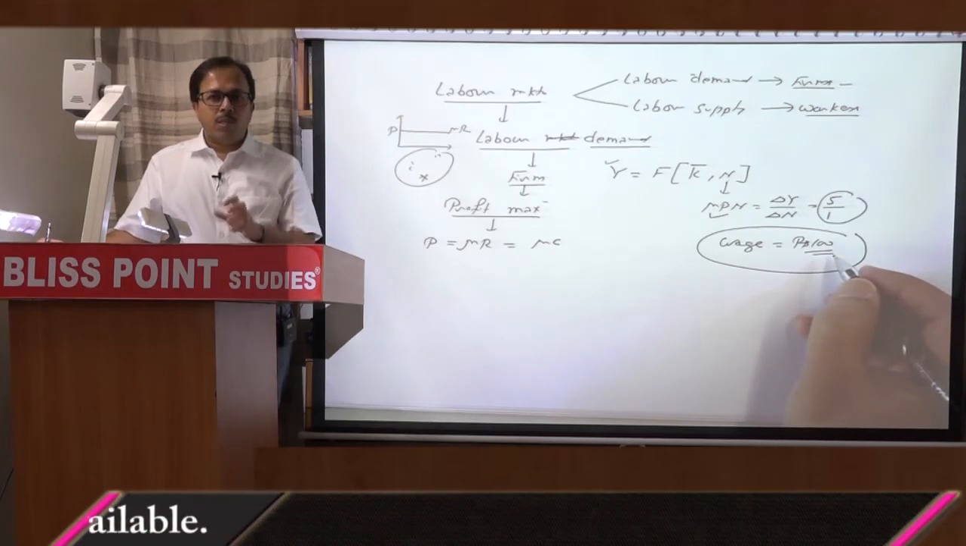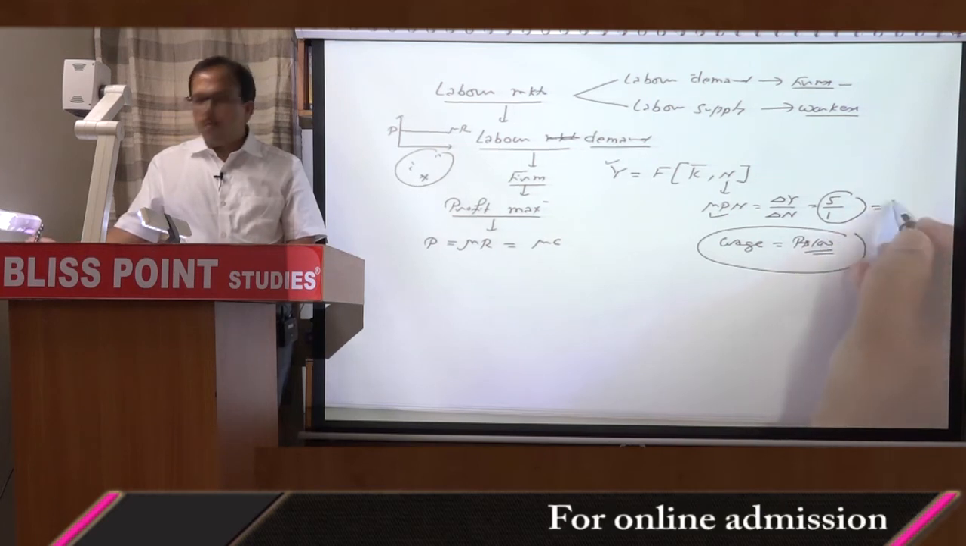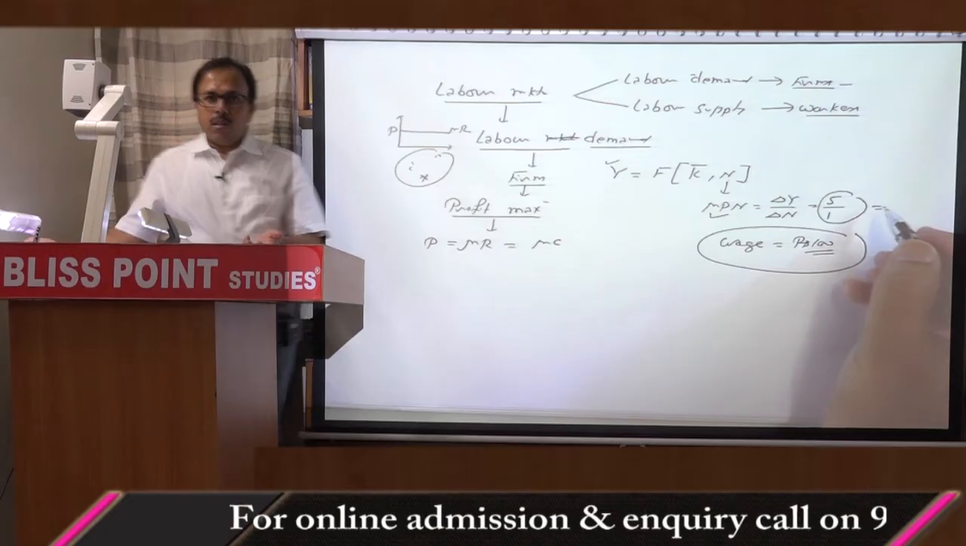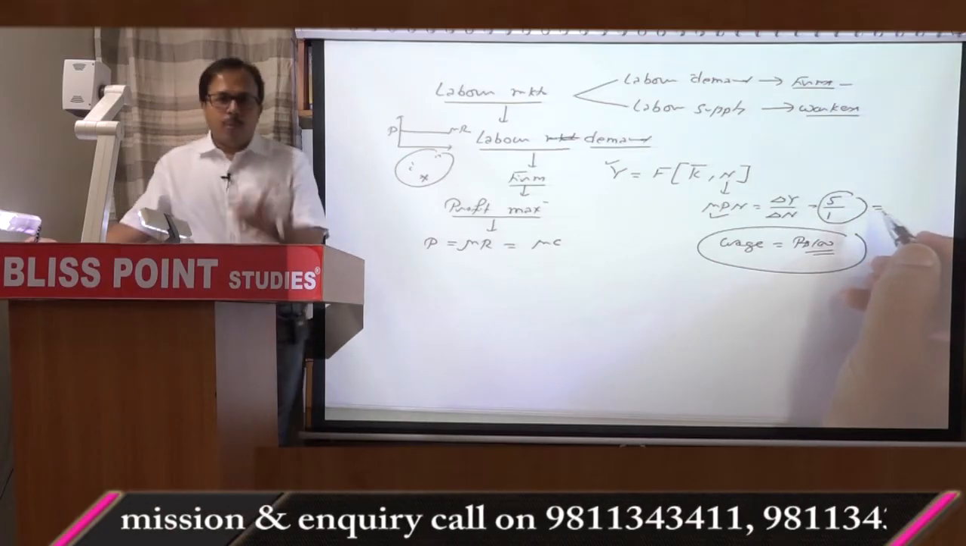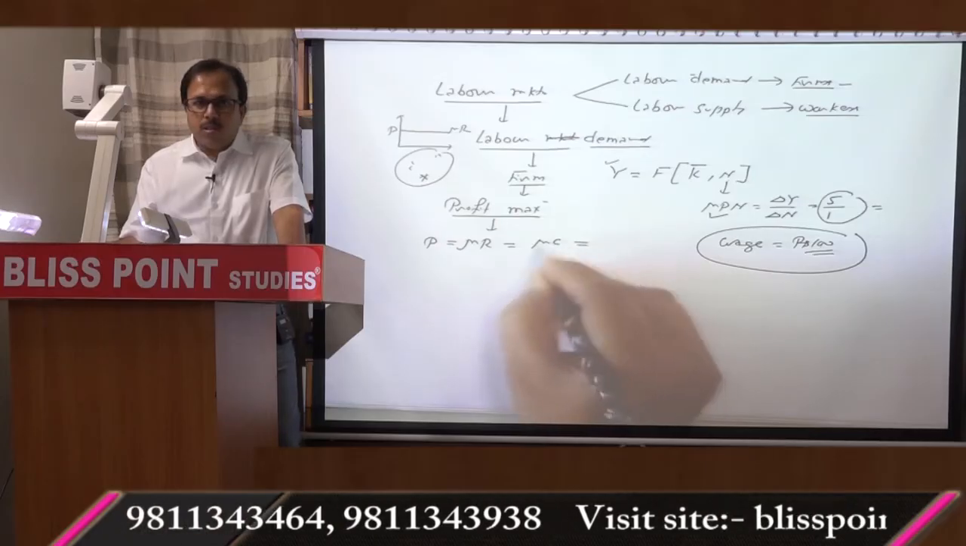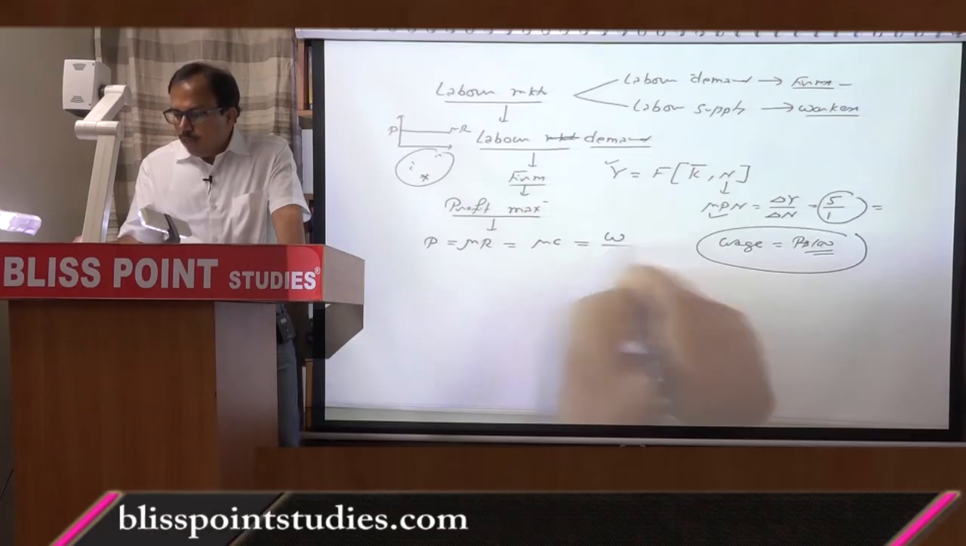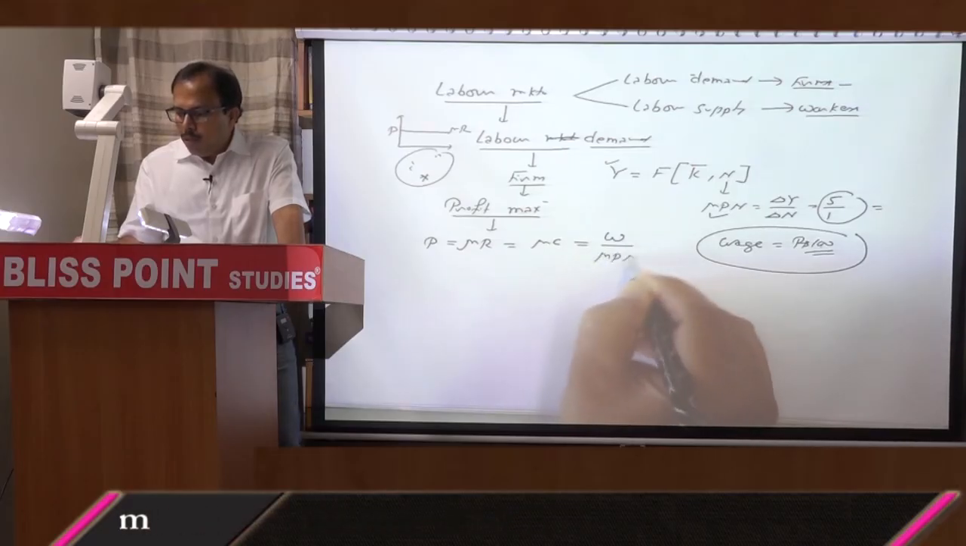So what will be the labor cost for 1 unit of output? For 1 unit of output it will be 100 by 5, that will be 20. But if marginal product of labor would have been 4, then it will be 100 upon 4. So whatever you write for marginal cost is basically wage divided by marginal product of labor.